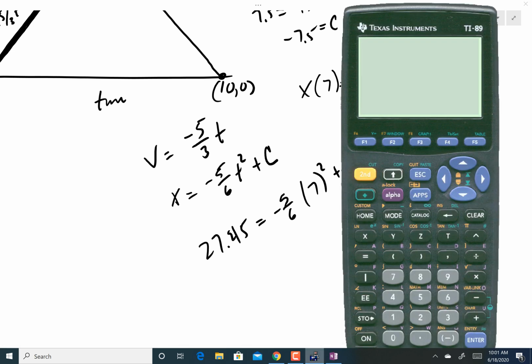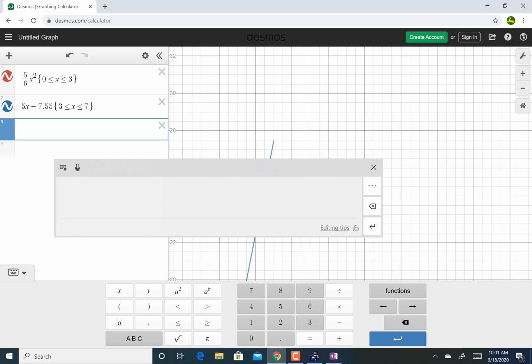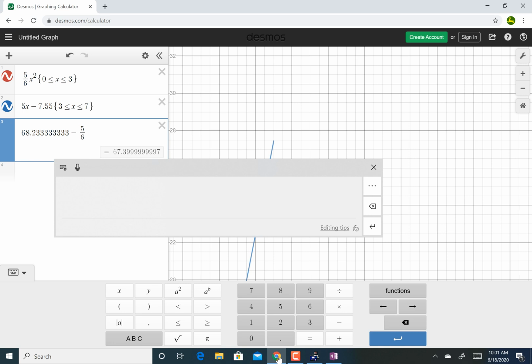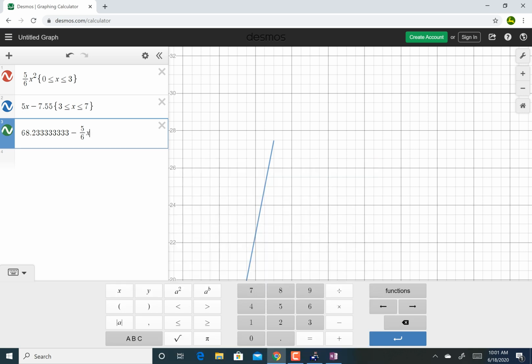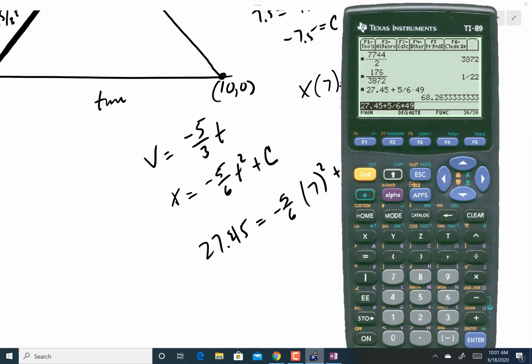So, not minus, plus, you dummy. Plus 5 divided by 6 times 49. So it's going to be 68.2833333. So 68.2833 minus 5/6 x. Something went wrong there.